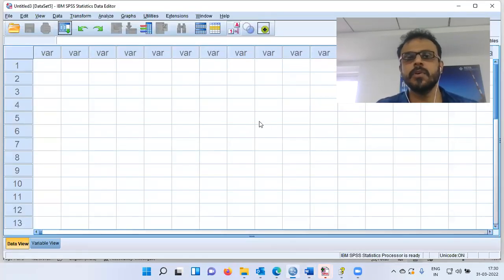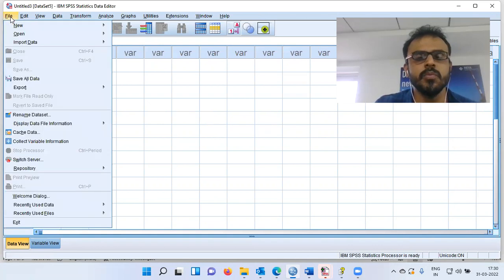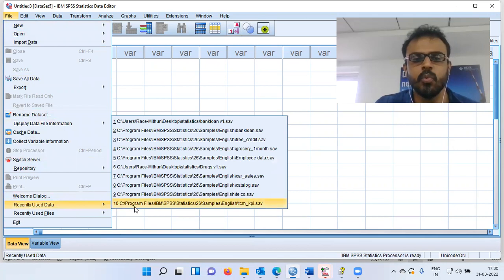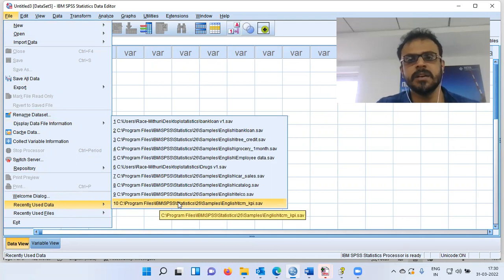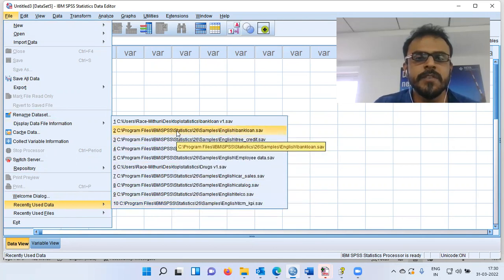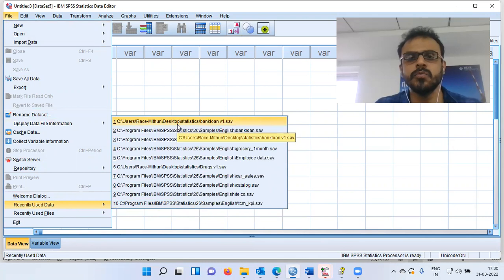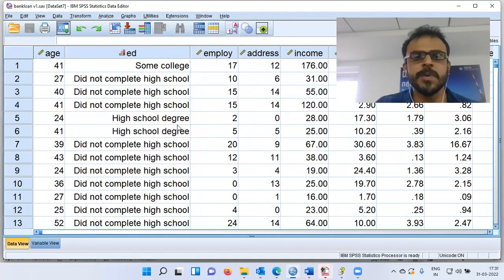What you're seeing in front of you is IBM SPSS. Right now, you can see a blank screen because I have not used any data set. Let me quickly populate a data set. To access a data set, let me click on the file menu. I will move to recently used data. And what happens here is that IBM SPSS displays 10 recently used files. I'll go to the very first one. It says bank loan file. Let me select this particular file.